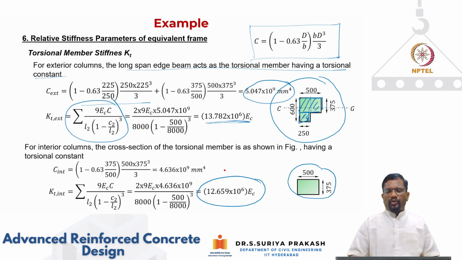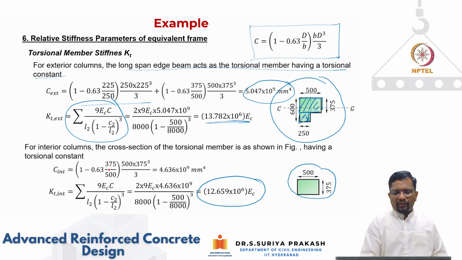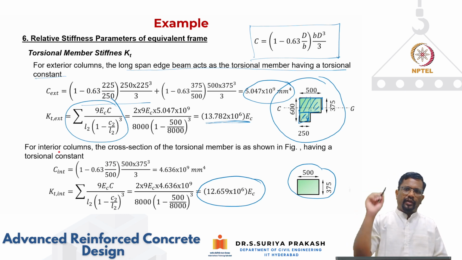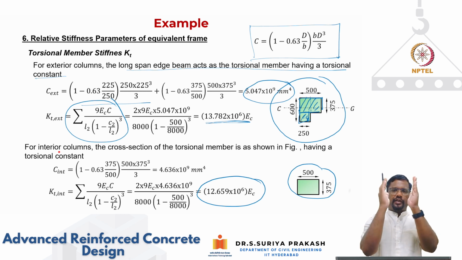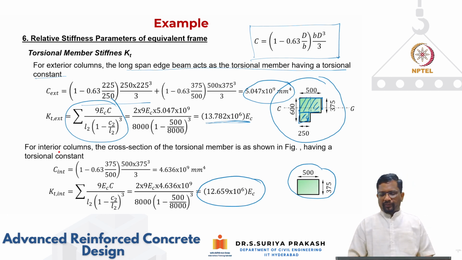Though there is no beam, this is a flat slab, right? So though there is no beam that is running, what we are saying is we are considering part of the slab to act like a torsion member, right? So that is what we are doing here.